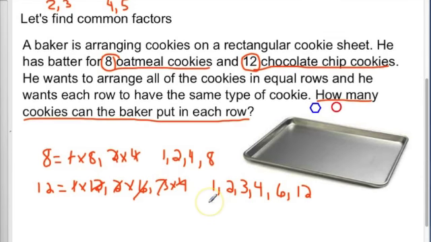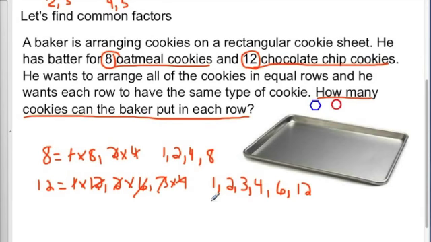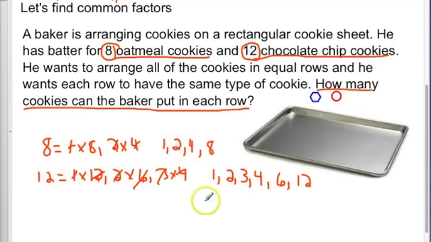The next thing I need to do is see what they have in common, because we are looking for common factors. What factors are the same for 8 and 12? I see there's a 1 in both 8 and 12. The 2 is a factor of both 8 and 12. And 4 is a factor of both 8 and 12. I will double check. I see that I have an 8 here, and 3, 6, and 12 left. So I have found the common factors of 8 and 12.